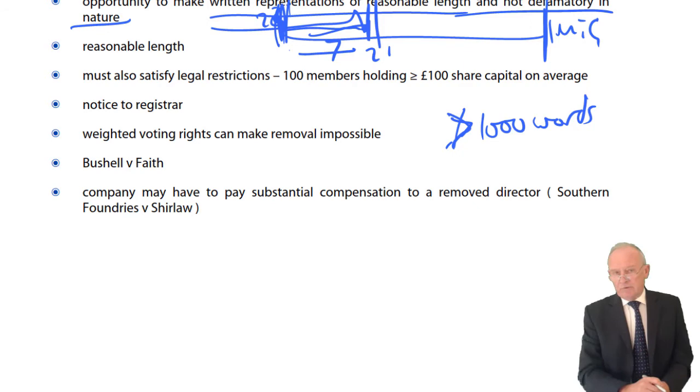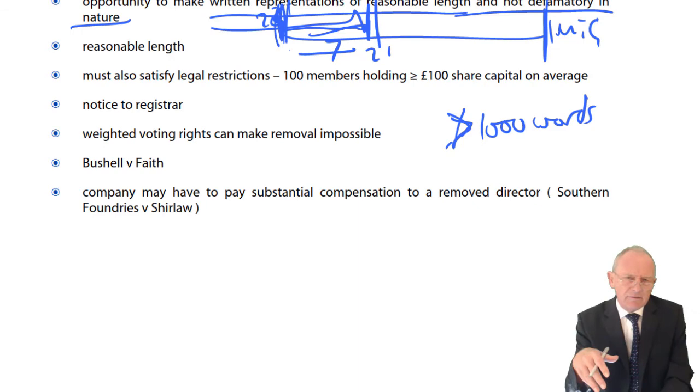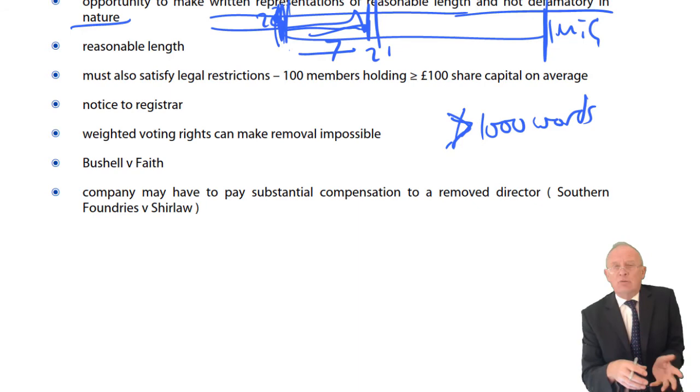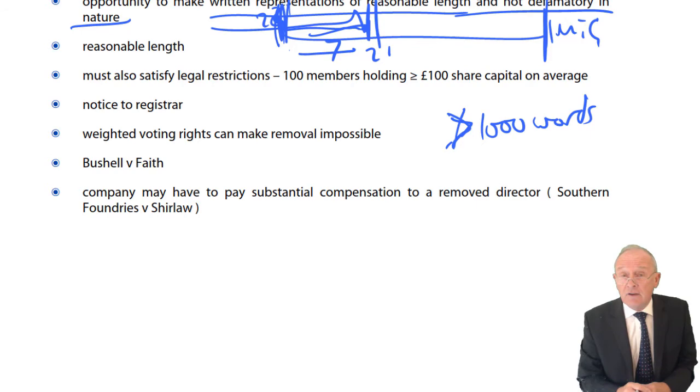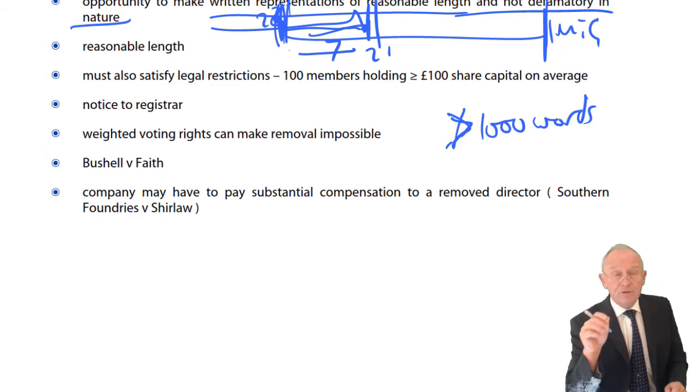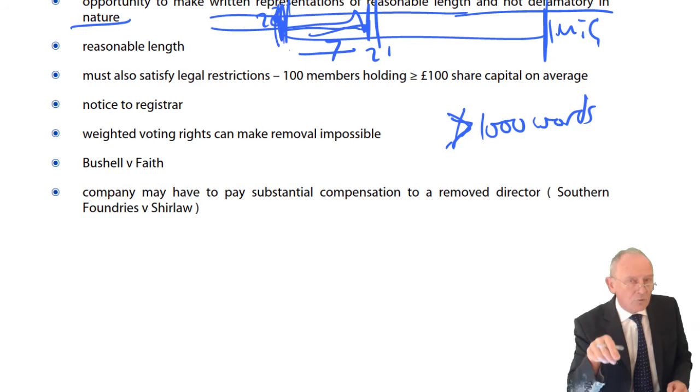If it's the members who are asking to have Simon removed, there is a requirement in order to prevent silly requisitions. You know, my neighbour is a director and I don't like him because he keeps cutting down my best plants. So I bought a share in his company and now I'm going to ask that he be removed as a director. Well, you can't do that. That's petty. That's nonsense. So there has to be not fewer than 100 members holding, on average, not less than £100 worth of share capital each. That's to prevent frivolous actions.